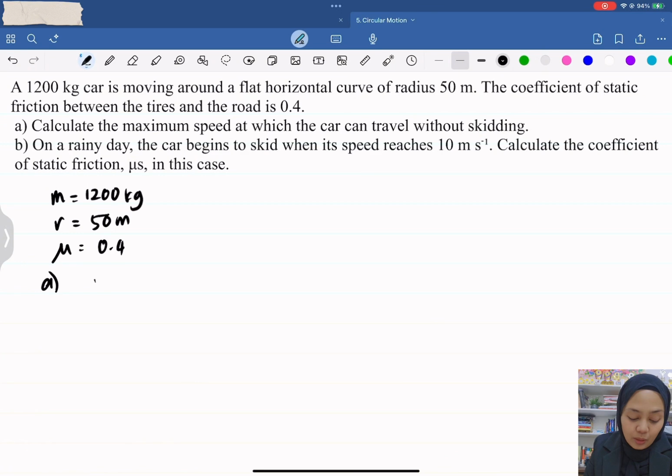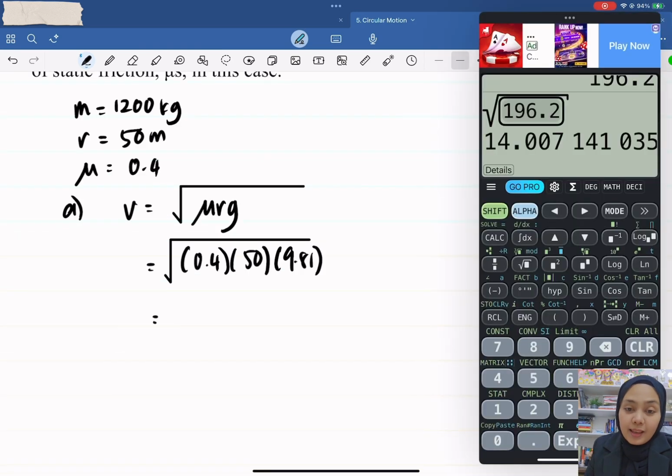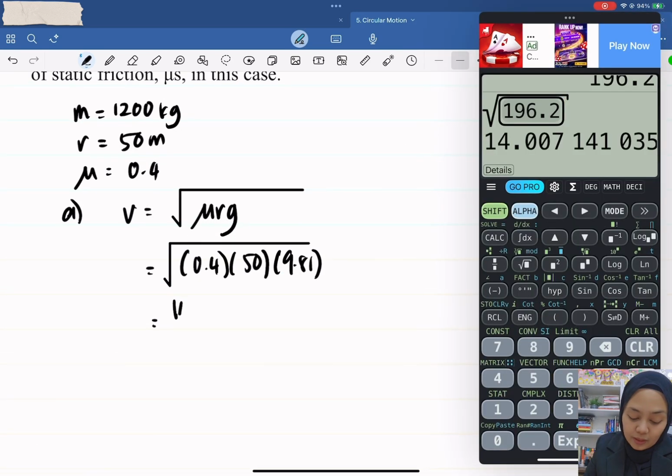So we're going straight away to use the equation v equals square root of mu r g. Then we substitute all the information: 0.4 times r, which is 50 meters, times 9.81, and the answer is 14 meters per second.